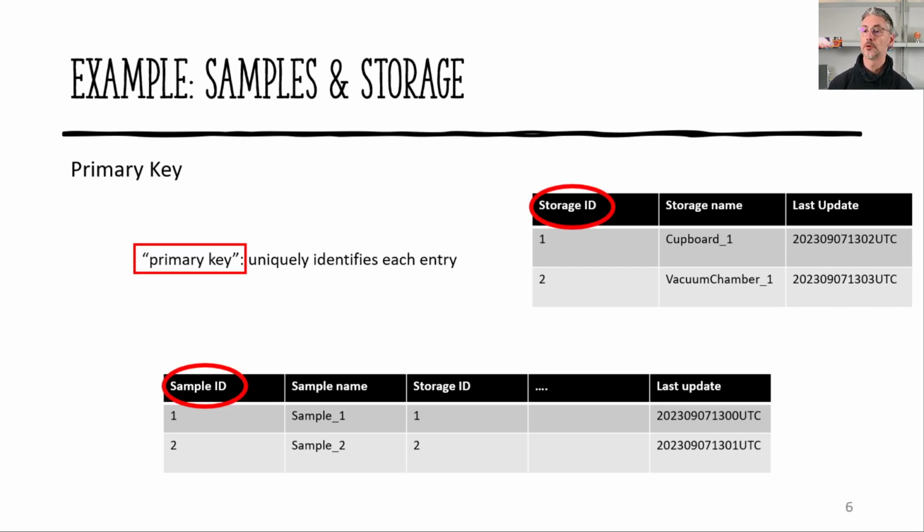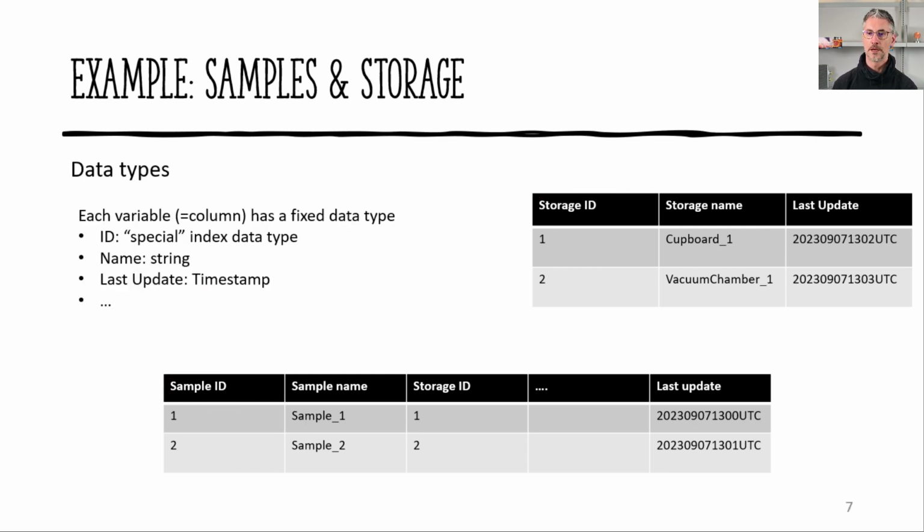So this is what's called the primary key. This is the ID of the table. We have the storage ID and the sample ID. So within those tables, samples and storages, the primary key identifies which element we have. For example, the row number could be a primary key. And then we have the data types, like for example the ID could be just an integer, but typically inside the database it's handled as an index data type. Our name is a string, and the last update we can also add to just reflect when any changes were made.